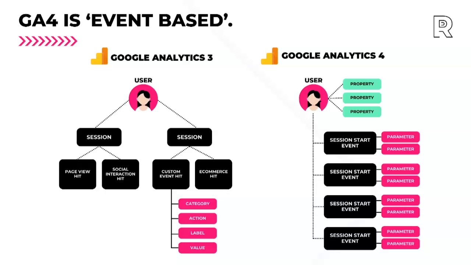So essentially you have a user and they may interact with any of your properties. So that might be a web page or an app if you have a mobile app. And what will happen is any event that that user takes will be linked back to that user, not to a session. So you have that full context of everything that that user has done on your site. So that's in a nutshell what the difference is.